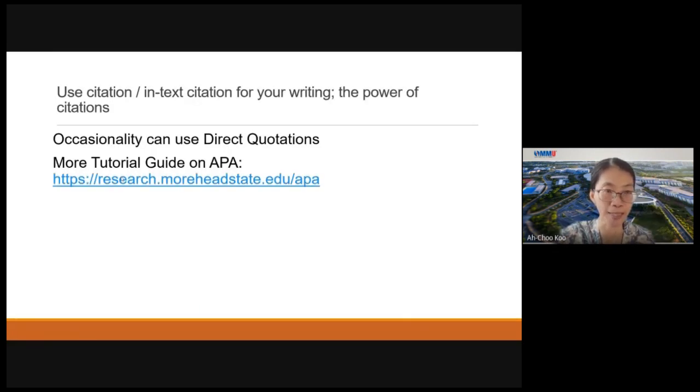Last point, cite. Use the power of citation to improve your writing. But before you cite, you have to read. There is no harm in citing, giving credit to other people's points of view, especially established persons, the experts. We take their ideas, no problem, and we get the gist of their ideas, but we cite and give credit to them.